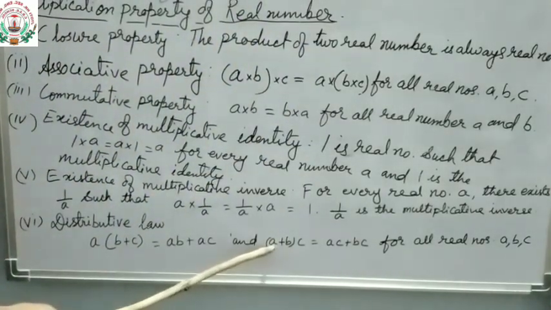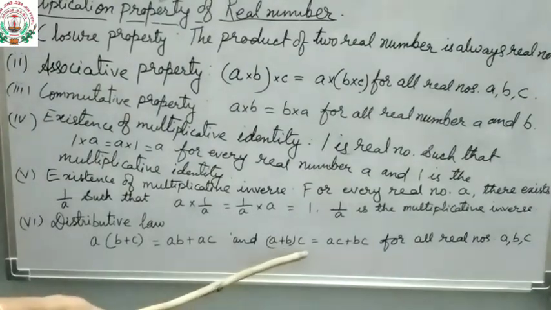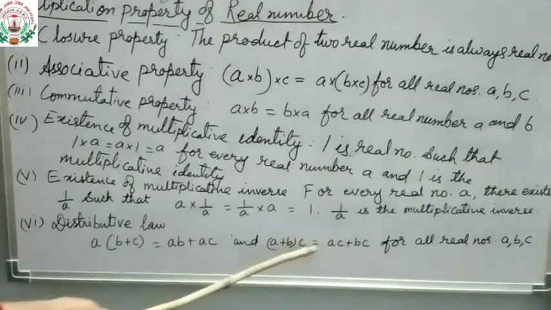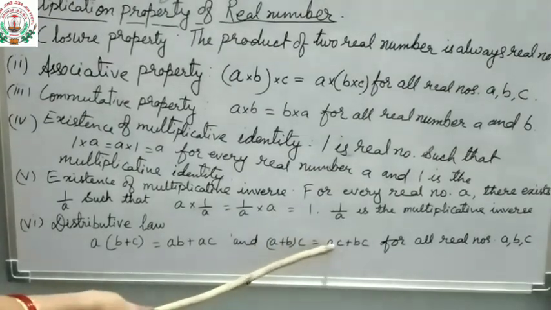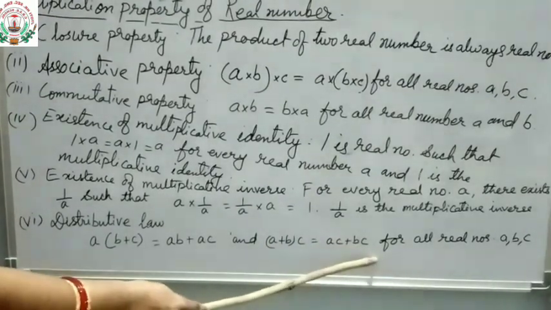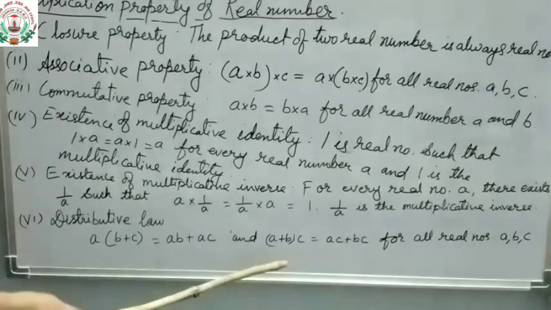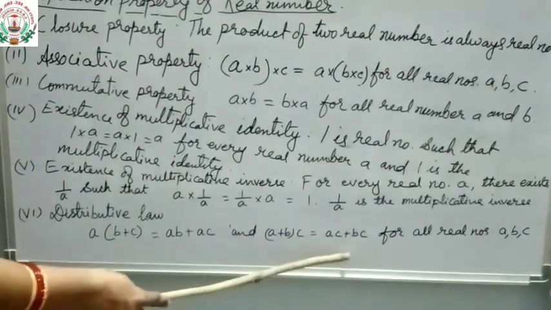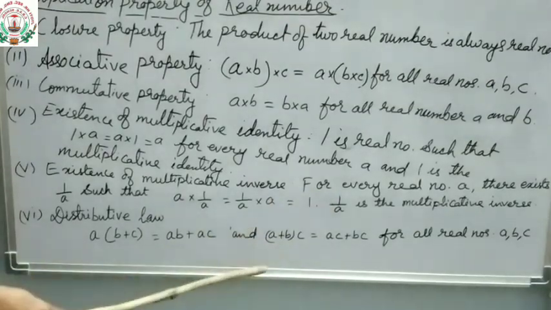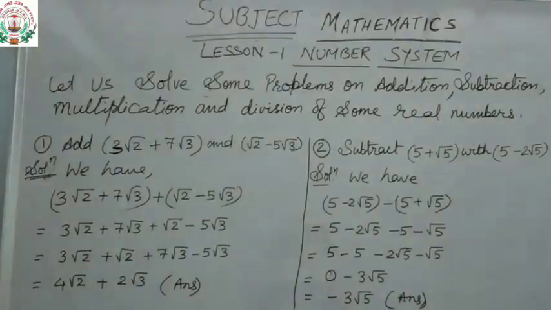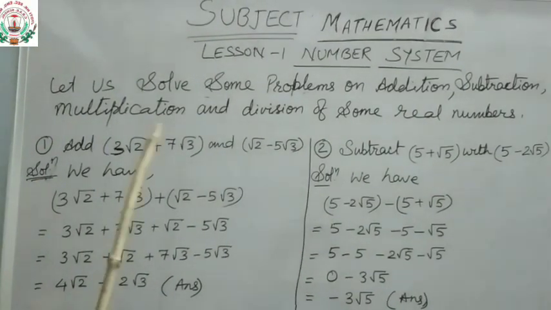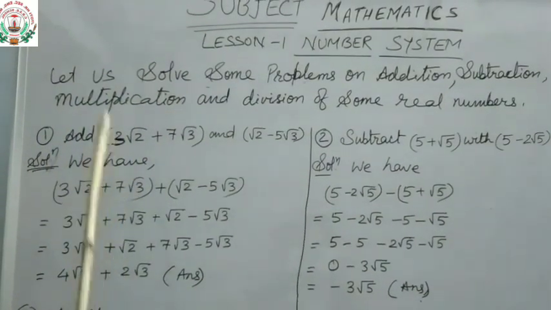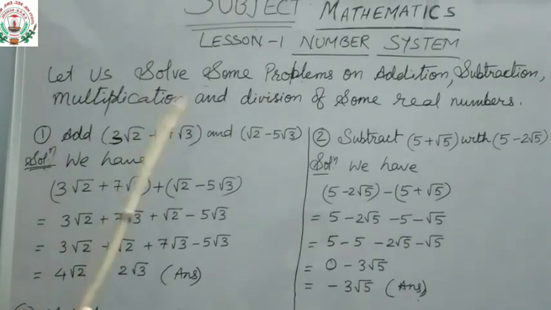Here also you can see A plus B within bracket and then into C. The product you will get is equal to AC plus BC. Check both sides with some values of A, B and C. You will see that both sides come as the same number. Okay, that means after the addition properties and multiplication properties on real numbers, we will deal with some questions.